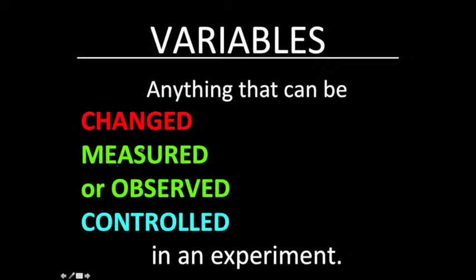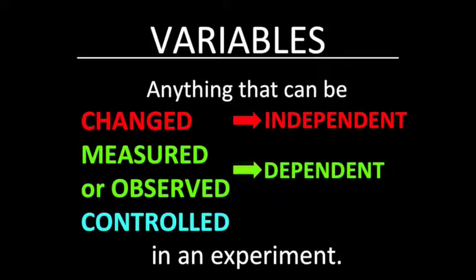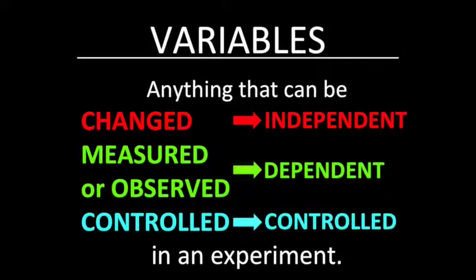So let's look at the word changed, okay? Anything that we change in the experiment, we call the independent variable. Anything that we measure or observe, we call the dependent variable. And of course, the last one, anything we control is called the controlled variable in an experiment. Okay, so change is independent, measure or observe is dependent, controlled is the controlled variable in an experiment.